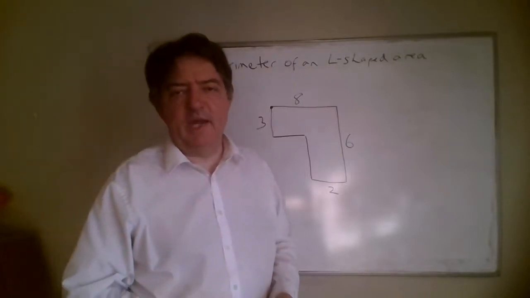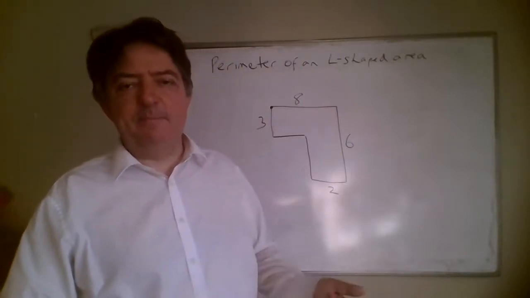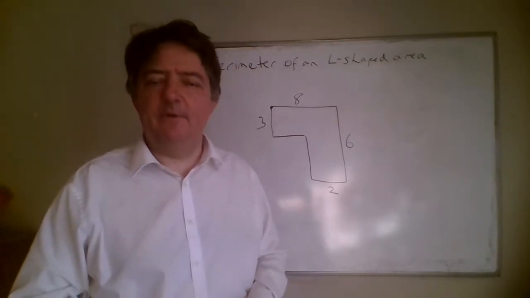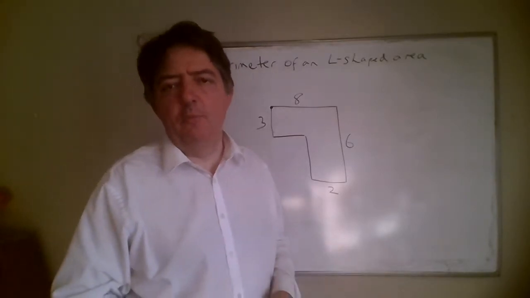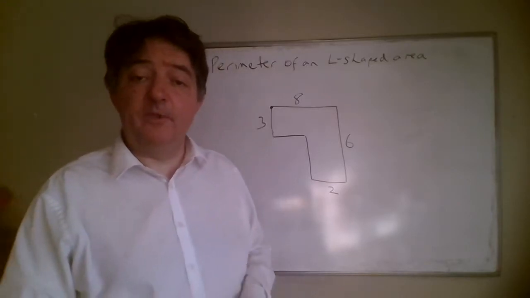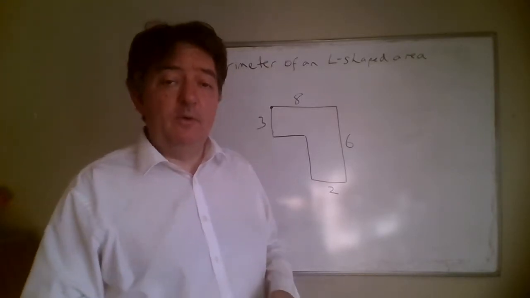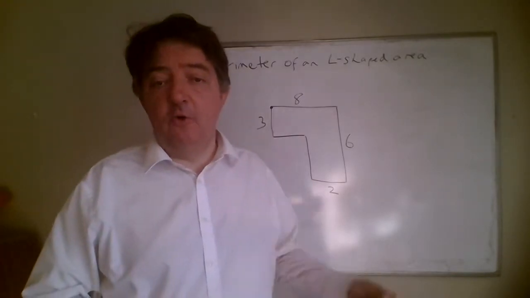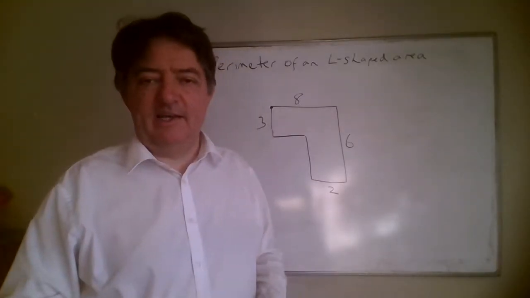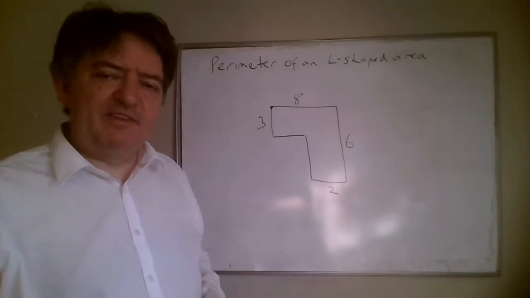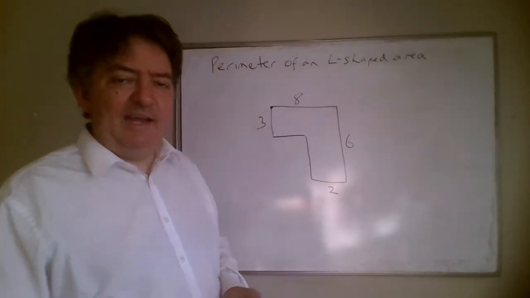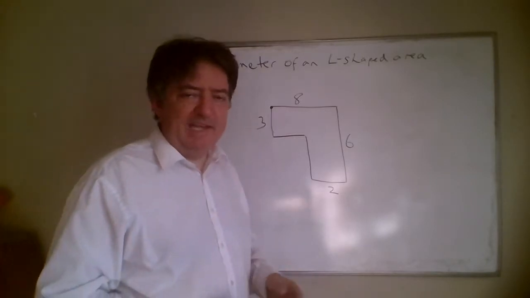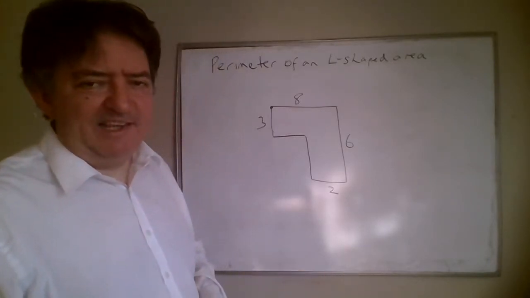In this video, we're going to calculate the perimeter of an L-shaped area. This is a classic 11 plus question and forms the basis of knowledge for quite a few other question types. So in this case, and this is normal, we are given 4 of the 6 sides which make up the perimeter of the L shape. And we have to work out the remaining 2 and add everything together.